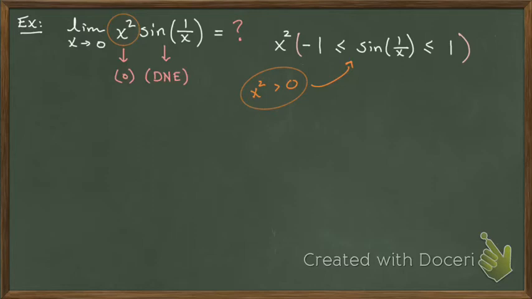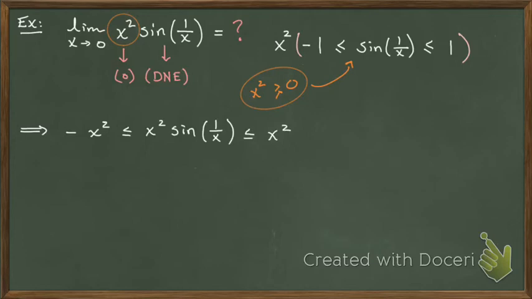x squared is always greater than or equal to 0. So when I multiply through that inequality by x squared, I'm not going to change the signs, right? There's really nothing I have to worry about with the signs if I'm multiplying by a positive value. So when I multiply through, I'm left with minus x squared on the left, x squared sine of 1 over x in the middle, and x squared on the right.